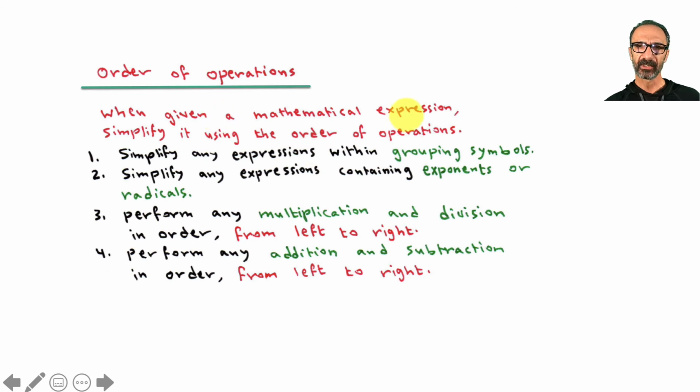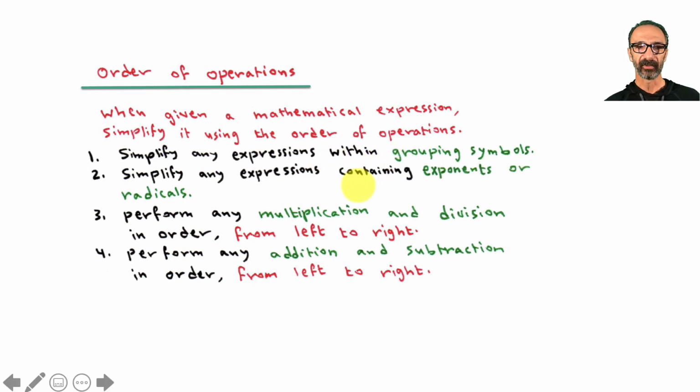Order of operations, which most students use as PEMDAS. Formally speaking, we say when given a mathematical expression, simplify it using the order of operations. Everybody in the whole world follows these. Calculators are programmed with these. So if you type in the calculator 5 minus 2 times 8, the calculator will do the times first. You could test it yourself.